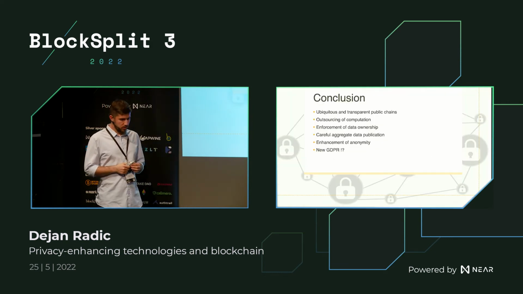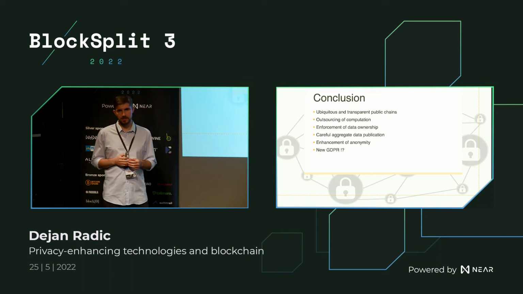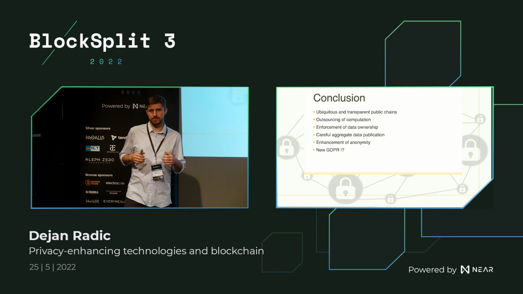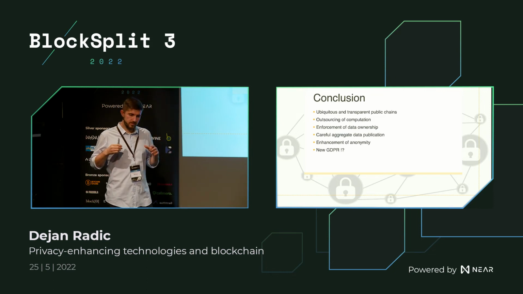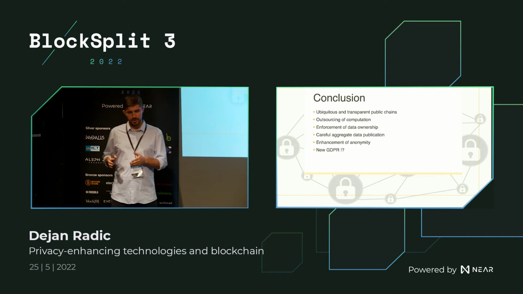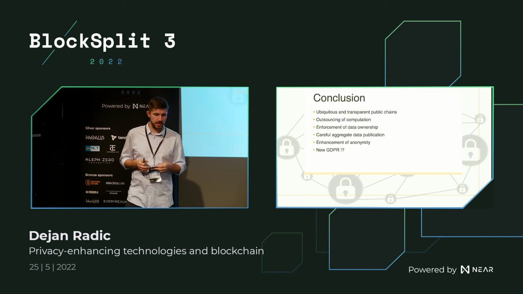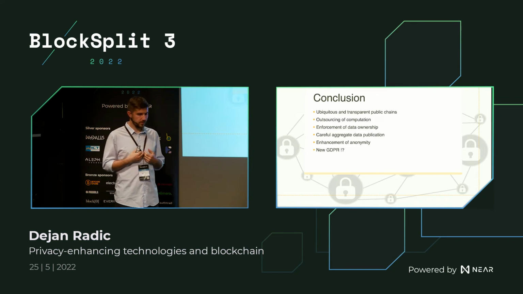So, to conclude, we have ubiquitous and transparent public chains. Those public chains can be checked by using block explorers. We can see all the data that is on the chain, we can analyze it and extract additional information.